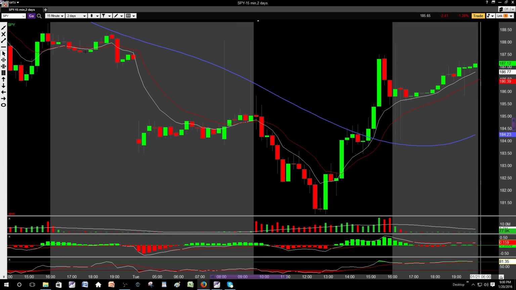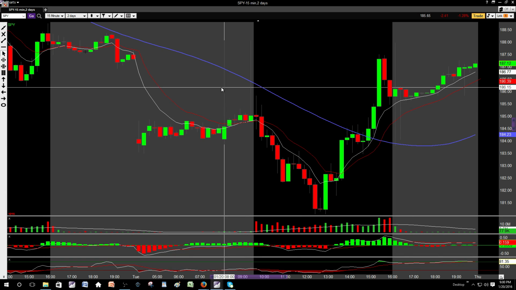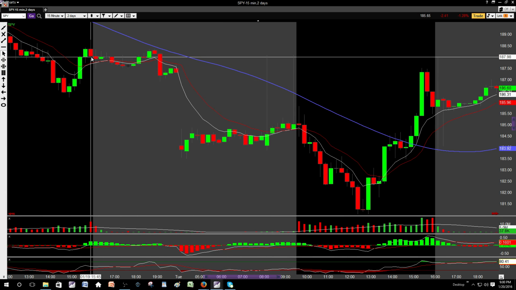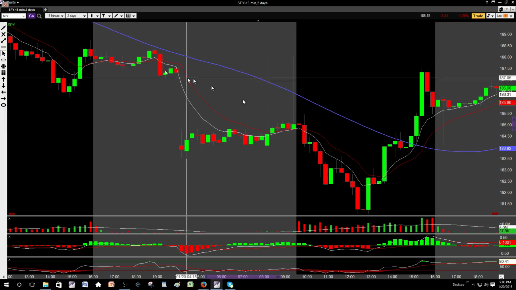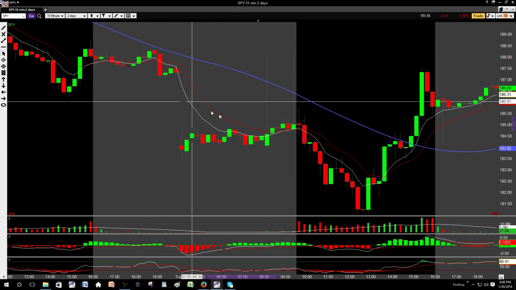What is a gap? A gap is a change in price levels between the close and open of two consecutive trading days. So a gap is considered where if this stock closed at 187 and it opens down at 184, then obviously there's a 3-point gap.